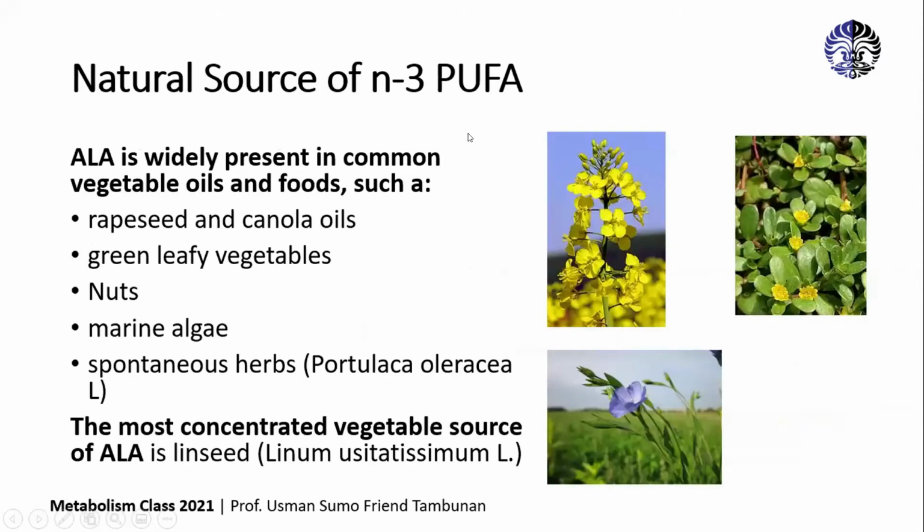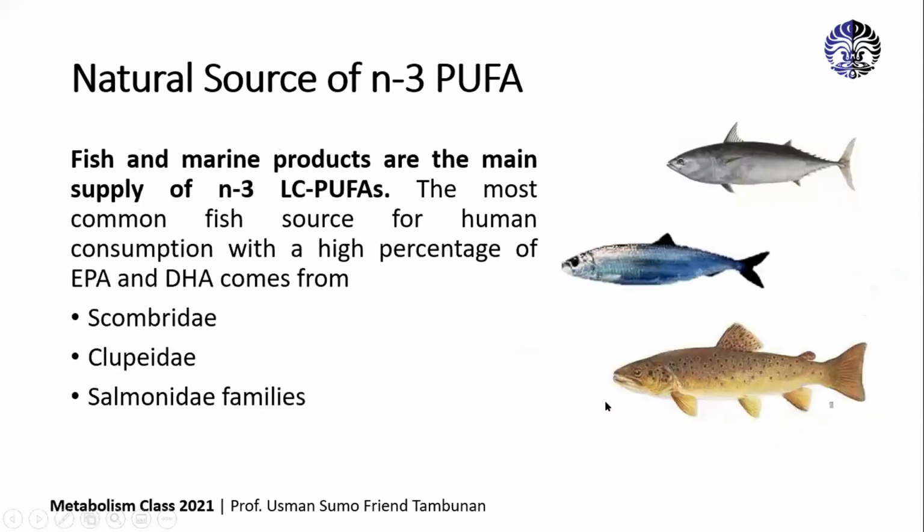The natural source of N3 PUFA, alpha-linolenic acid, is widely present in common vegetable oils and foods, such as rapeseed and canola oils, green leafy vegetables, nuts, marine algae, spontaneous herbs, and the most concentrated vegetable source of alpha-linolenic acid is linseed. And also we can find N3 PUFA sources in fish and marine products, but the most common fish sources of this polyunsaturated fatty acid are fish of the Scombroidae, Clupeidae, and Salmonidae families.